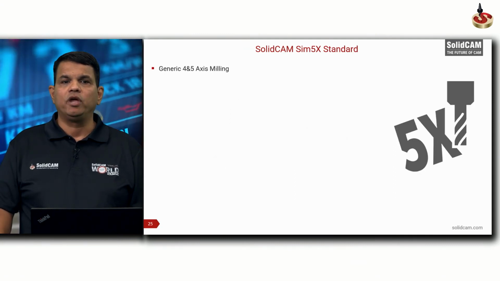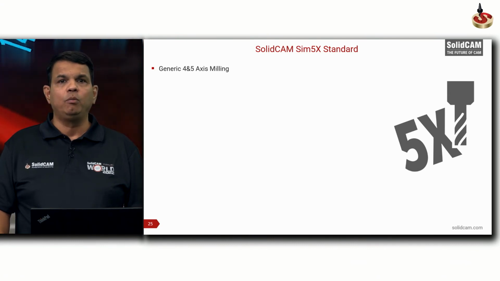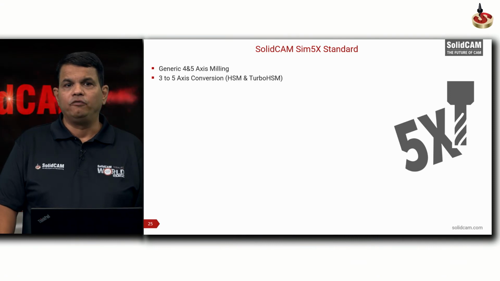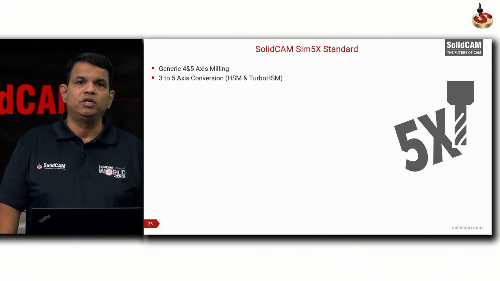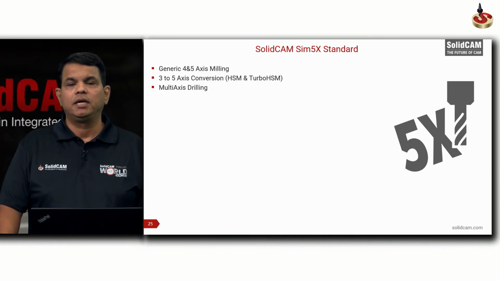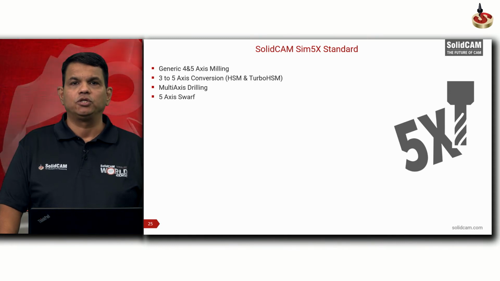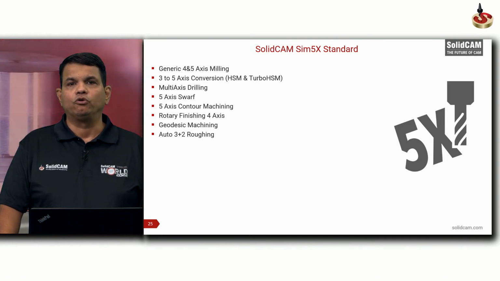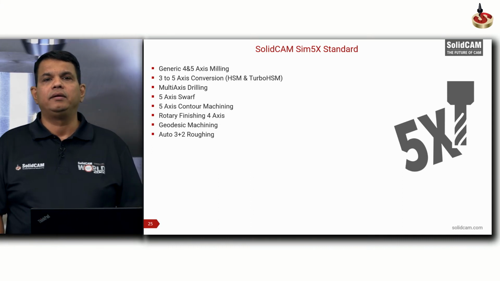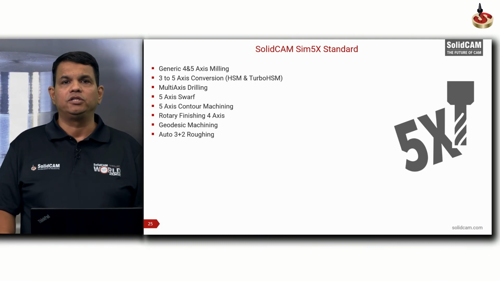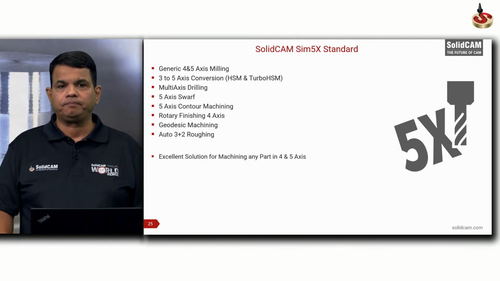So with standard, we have the generic 4 and 5-axis, which is a full-blown 5-axis solution that can machine any kind of part. We have 3 to 5-axis conversion, which converts 3-axis toolpaths of HSM and turbo HSM to 5-axis, multi-axis drilling, 5-axis swarf, 5-axis contour, rotary finishing for 4-axis, geodesic machining, and the Auto 3+2. All of these are added as a part of the 5-axis standard bundle. So if you buy the 5-axis standard bundle in SolidCAM, you get all of these.